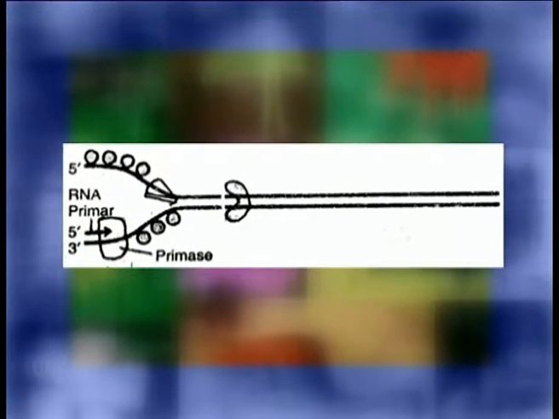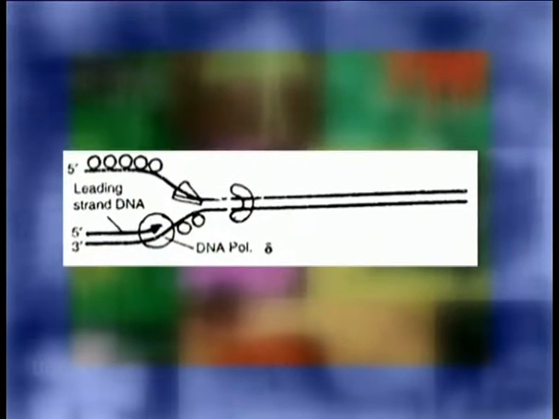Enzyme primase binds to the first priming sequence on the template strand and synthesizes a short RNA primer that is complementary to the DNA template. DNA polymerase delta uses the primer to initiate DNA synthesis by adding deoxyribonucleotides to its 3' end. As DNA synthesis is continuous in the 5' to 3' direction, the leading strand requires only one priming event.